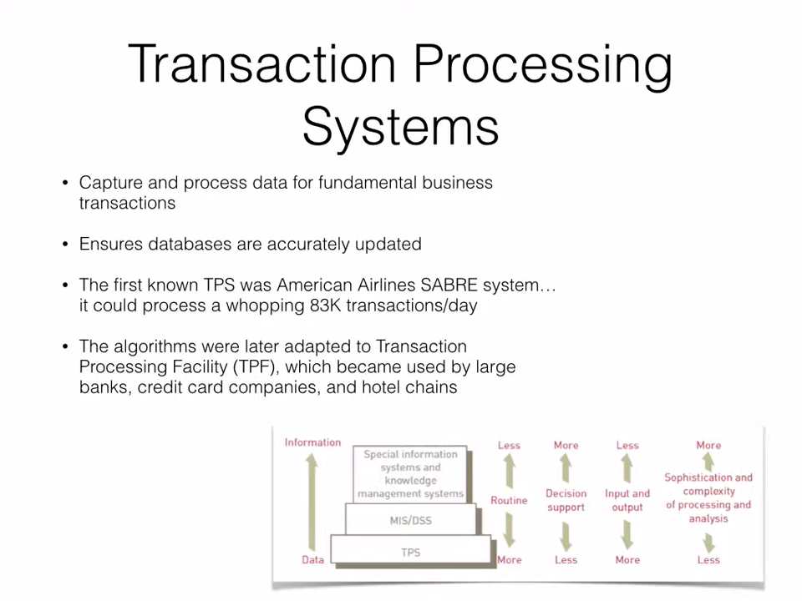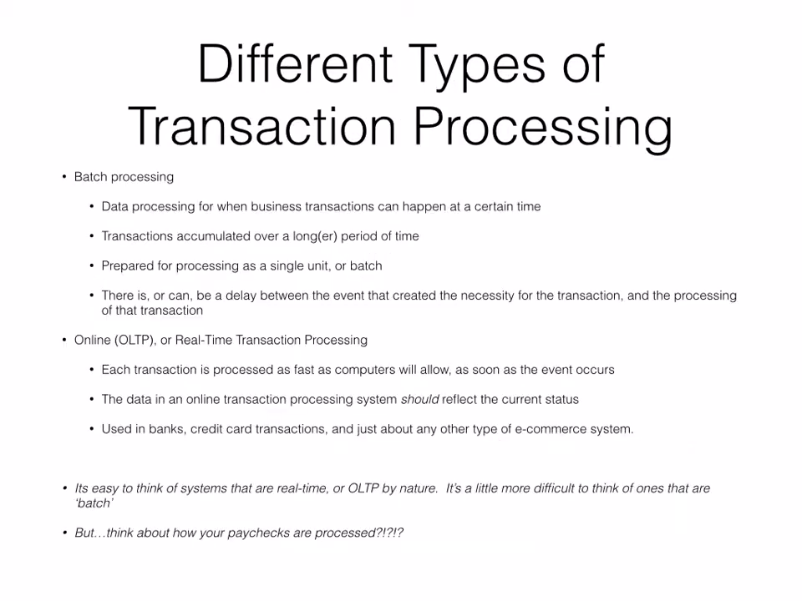ACID: atomicity, consistency, isolation, durability. Making sure those qualities are met, and then making sure that all transactions succeed or none of them do, and it's restored to a consistent state if none, or stored in a durable state if they do succeed. So let's move on to the next slide. One more slide about transaction processing.